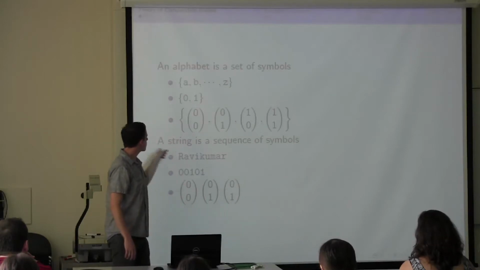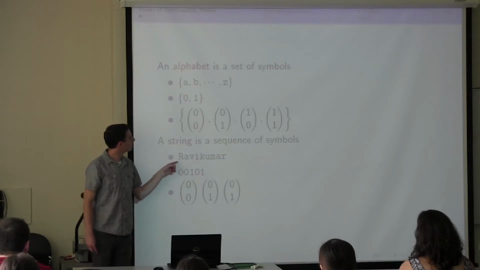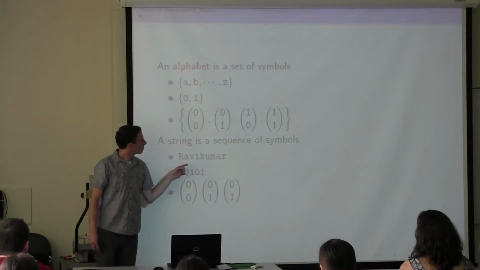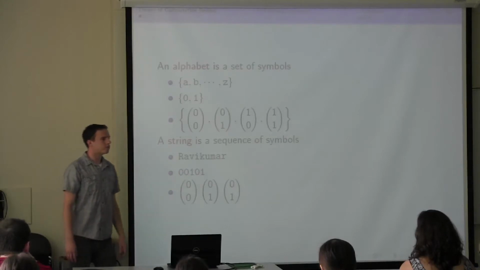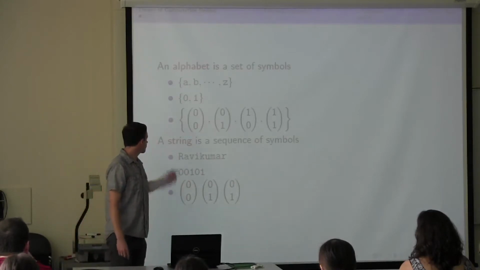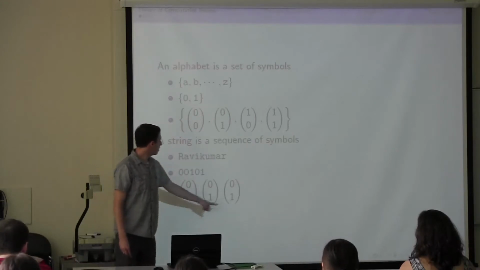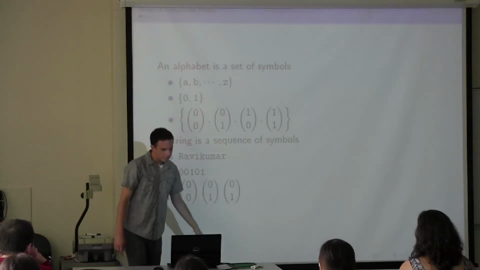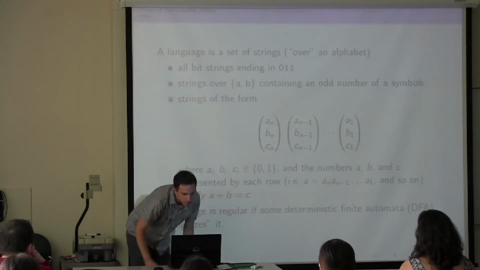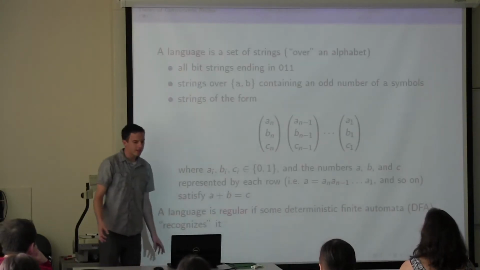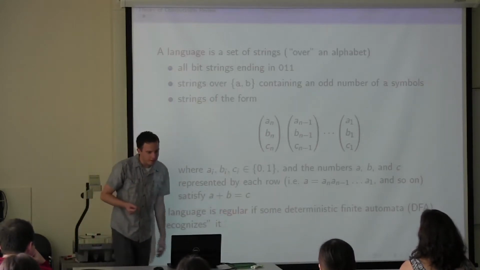A string is a sequence of these symbols. So here we have my advisor's name, which is a sequence of symbols from the, I guess, 52-letter alphabet of upper and lowercase characters, right? A bit string over the binary alphabet, and then just a string of 3 symbols from this more complicated alphabet. Okay, so a language is a set of these strings, and we say over an alphabet.